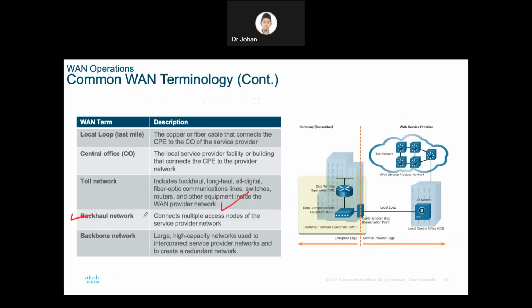Backhaul network refers to connecting multiple access nodes of the service provider. Backbone network is a large, high-capacity network used to interconnect service provider networks and to create a redundant network. When we say redundant, it means mostly we use it for backup.